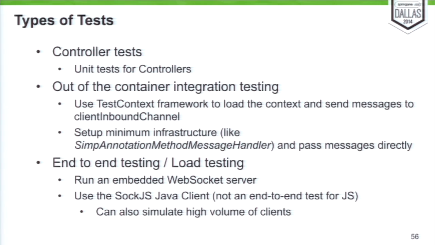The first thing that you can do is bootstrap the application context with the Spring TestContext framework in a JUnit environment, and basically inject the client inbound channel and send messages directly to it. So you're going to go through the whole flow by sending normal messages to this channel. The second way is by setting up the infrastructure yourself. You can create a new simple annotation message handler, define the different controllers that you have, and basically pass messages to this handler. That would be another way if you don't want to bootstrap the whole application context in a test environment.